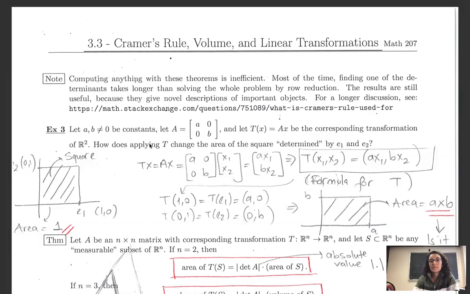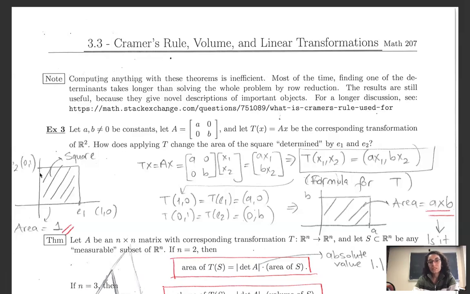And the question is, how does this transformation change the area of the original region? So here we say, for example, take an area which is a square determined by these vectors E1 and E2. So take this square in R2 and apply T, this linear transformation, on this region.